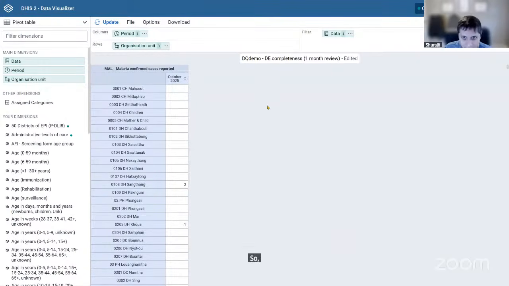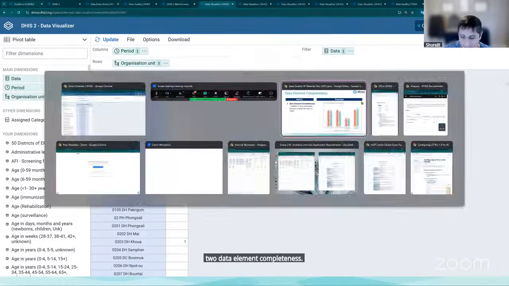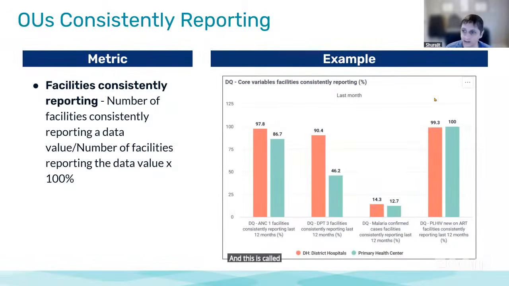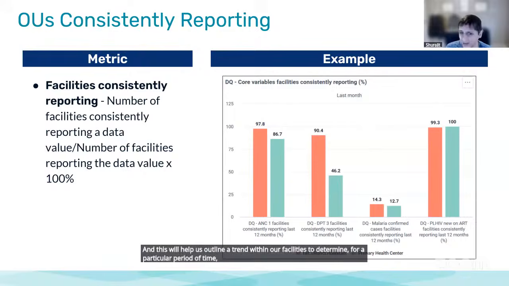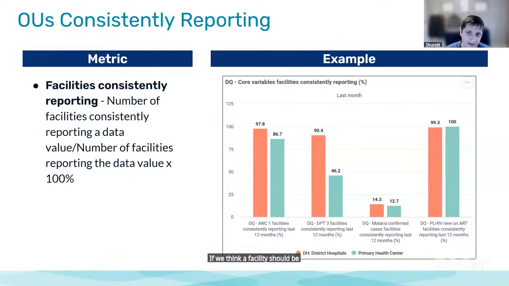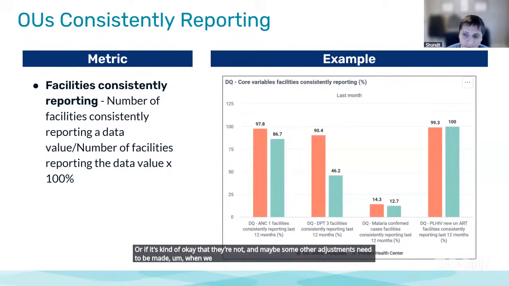So we have a complementary metric to data element completeness. And this is called facilities consistently reporting. And this will help us outline a trend within our facilities to determine, for a particular period of time, if we think a facility should be reporting data or if it's okay that they're not. And maybe some other adjustments need to be made when we're reviewing our information.